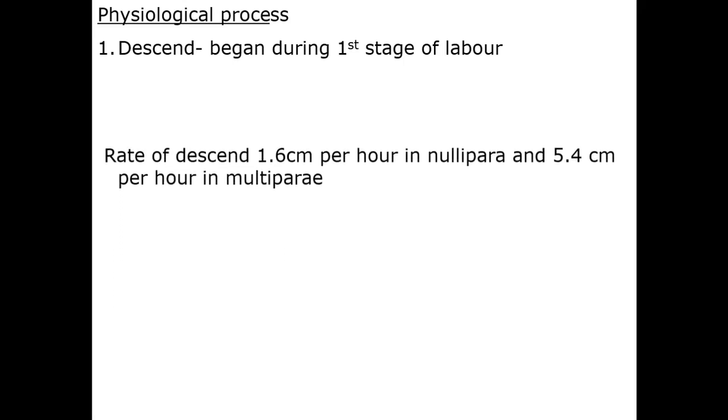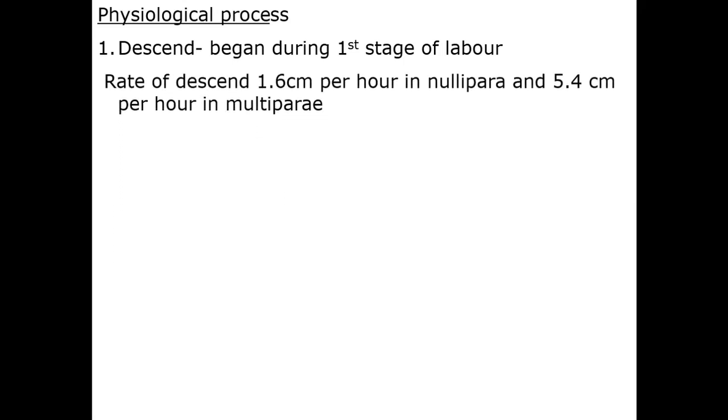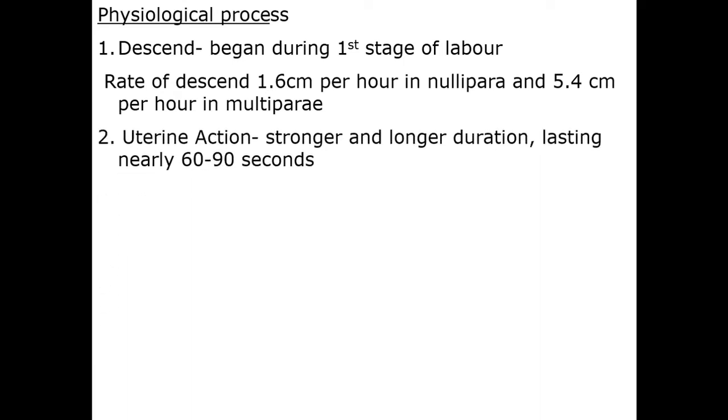It is not solely a second stage event, but as we have seen, the descent will start in the first stage of labor. Then the rate of descent is nearly 1.6 cm per hour in a nulliparous woman and nearly 5.4 cm per hour in a multiparous woman. The second physiological process is uterine action.